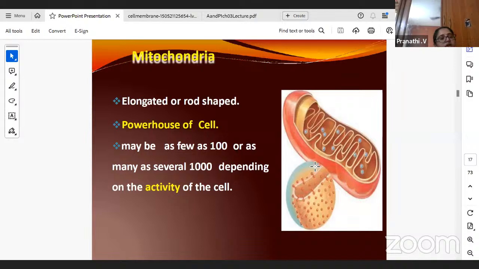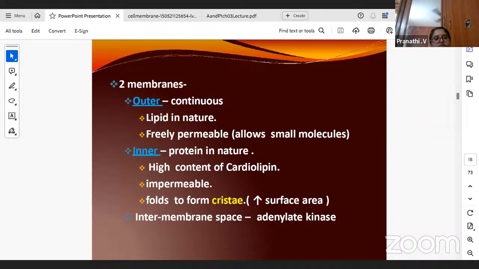Mitochondria, we are talking about different kinds of cell organelles present. If you see, mitochondria are elongated, they can be rod-shaped also. Again, two membranes are present. It can be 100 or 1000. It depends upon the activity of that particular cell. If you need mitochondria to produce more energy, then you're going to have a greater number of mitochondria present.